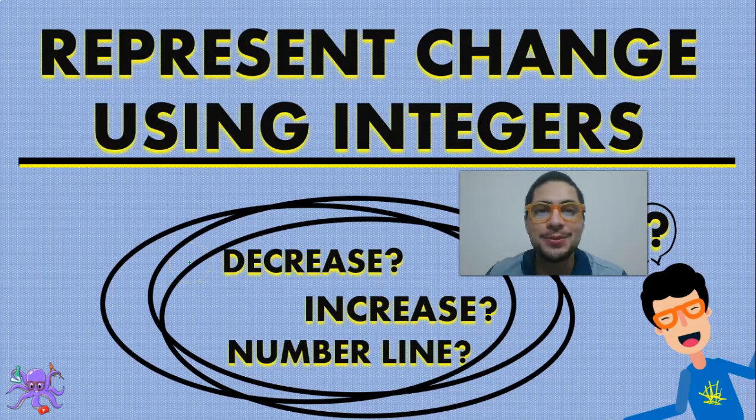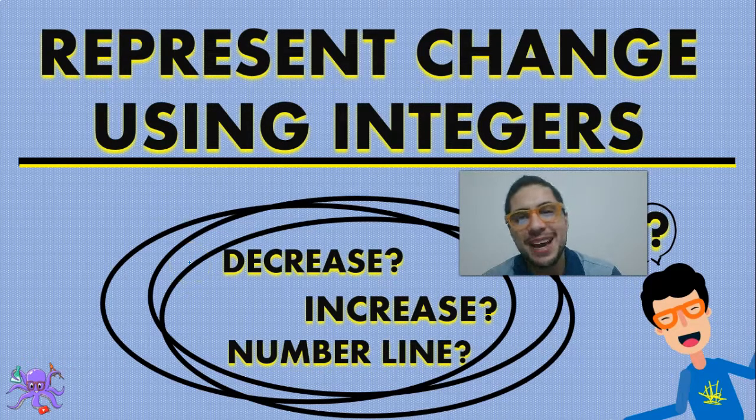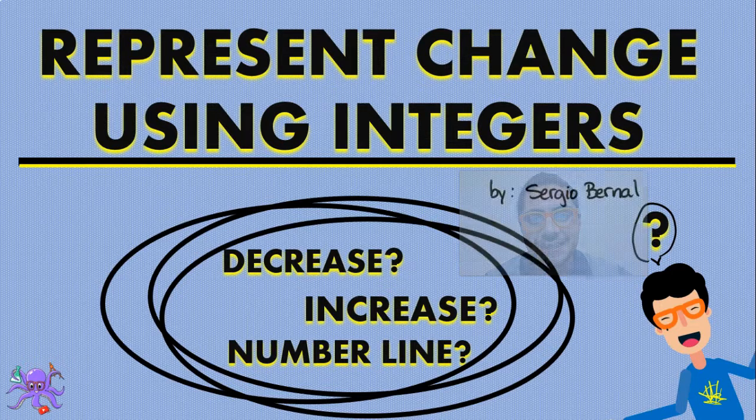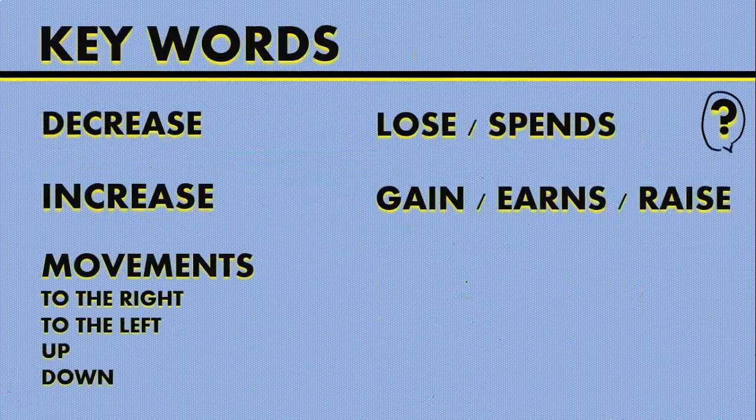Hello everyone and welcome to today's video in which we're gonna be tackling problems by representing changes using integers. So let's get started. In this video we're going to be learning some keywords that we can use to associate positive and negative numbers by using the number line. What are those keywords?